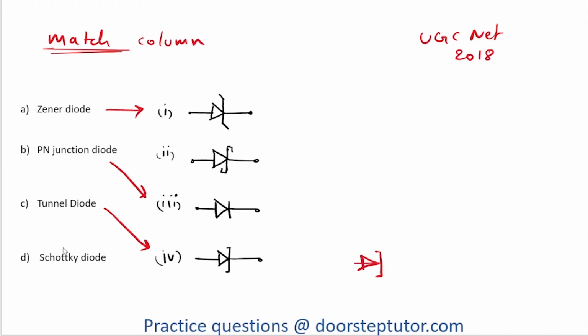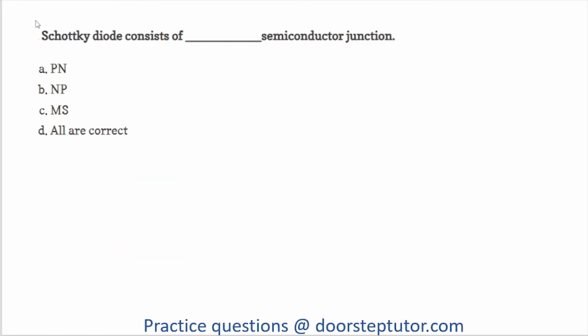And the symbol for the Schottky diode that we have just seen is this. So this S is representing the Schottky diode. You can remember it like this also. So this is the very basic question that was asked in the UGC NET exam. They can also ask you different types of symbols for the respective diodes. Let's see some other questions.